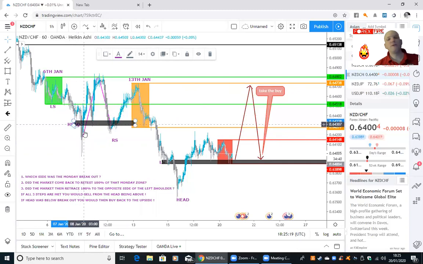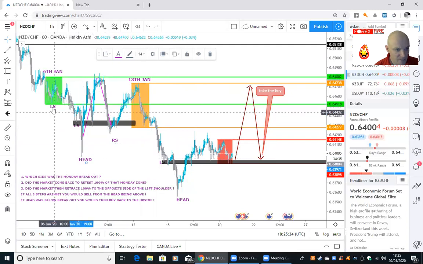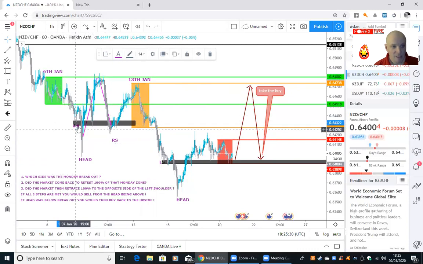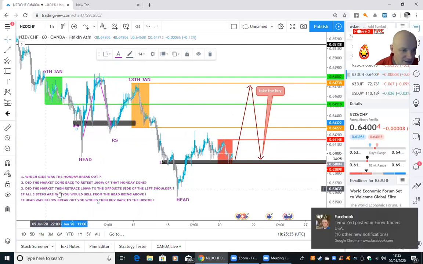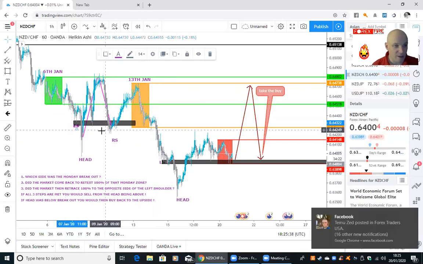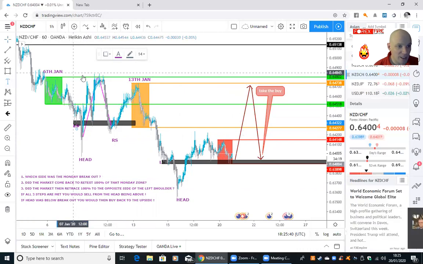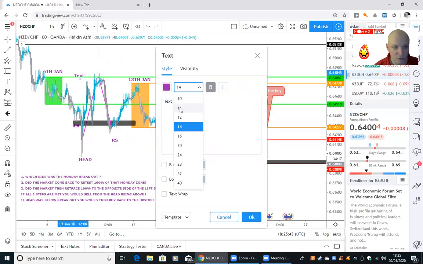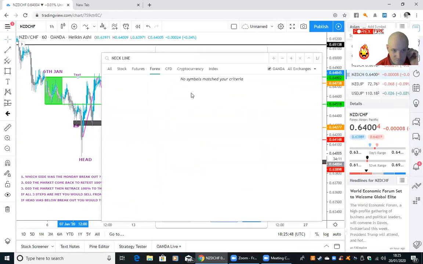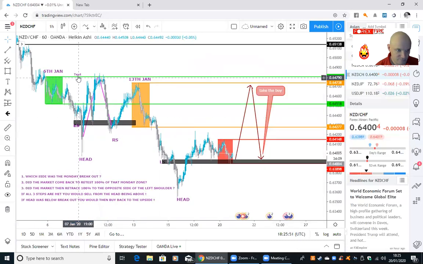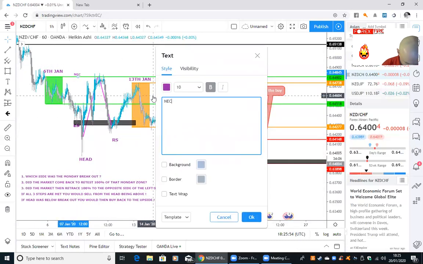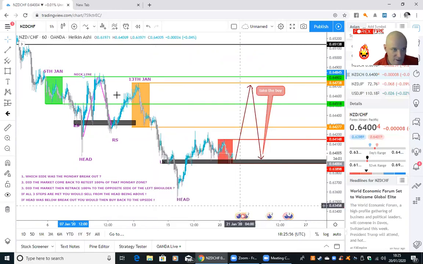Then we've had a new lower low, so to speak. So the head then moves to here. Your left shoulder moves from the Monday breakout up to this part. This creates a zone. We've then had, did the market retrace back to 100% of that Monday zone? This then would be known as what's below your shoulder line. It's called neckline. Okay, so that's your neckline.